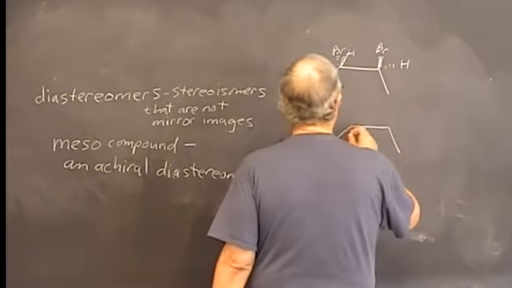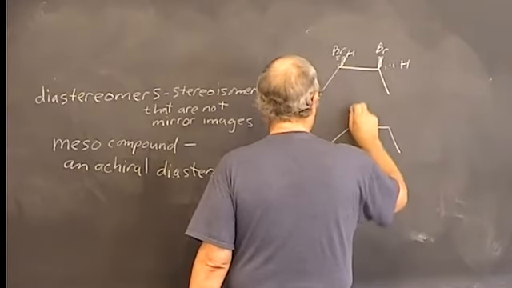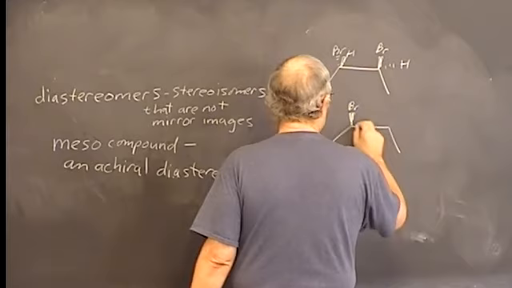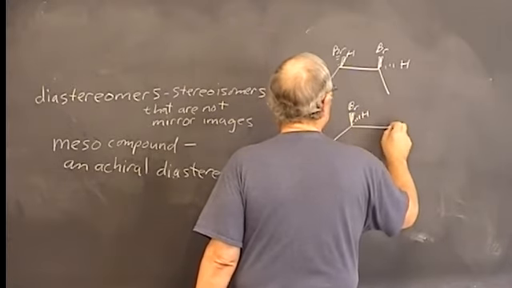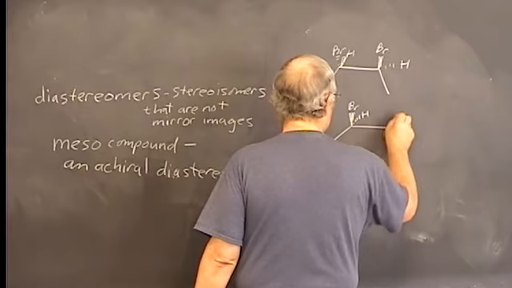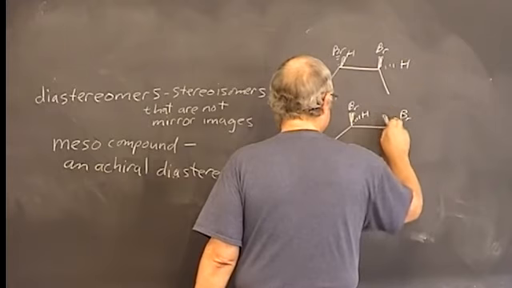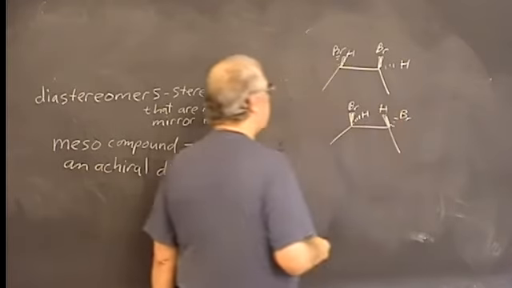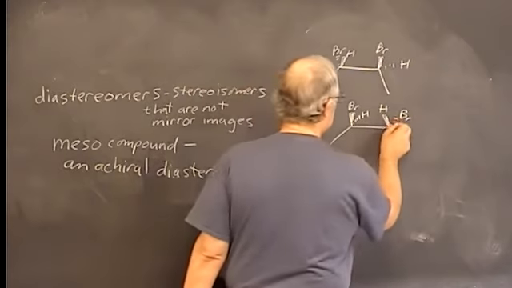The mirror image would have this bromine forward and hydrogen back. This bromine would be back, and this one would be forward. Okay, you cannot superimpose these 2 isomers. They are enantiomers.